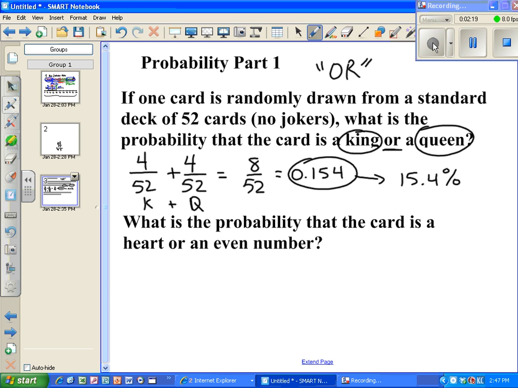Now, as you look at the second part of this problem, it seems like it's pretty much asking the same thing, but there is a subtle difference you have to recognize. It says, what is the probability that the one card you pick out is a heart or an even number? Now, it seems just like the first one we did, but there's a difference that I really struggle to get people to recognize the first time they read a problem like this.